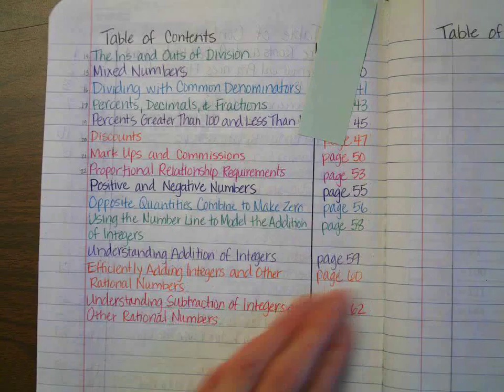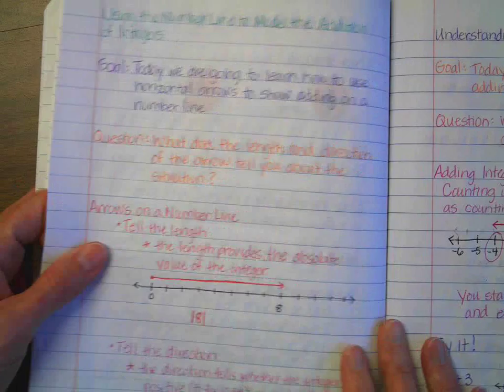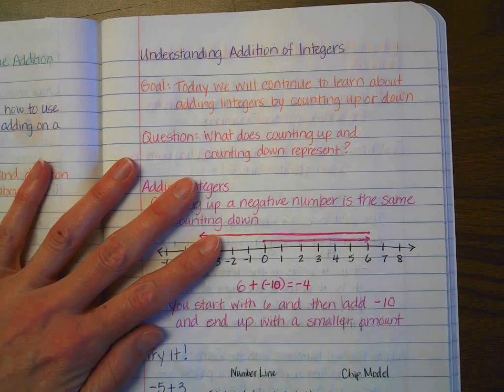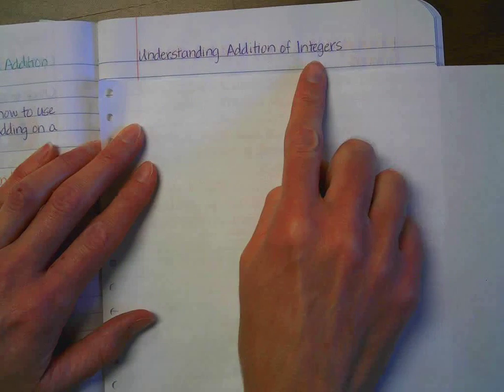And that can be found on page 59 of my complex. I'm going to turn there, page 59 of my complex. And like I said, it is Lesson 4. So Understanding Addition of Integers is the title.